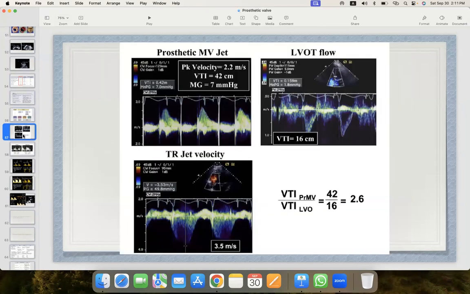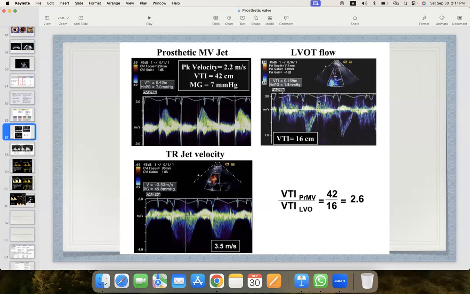As I told you, it's very important to know that when you calculate the dimensionless index, or this ratio, you must use the VTI of the continuous wave. You see here, this is a continuous wave across the mitral valve. From this continuous wave, when you trace it, you get the VTI, and then you divide it by the LVOT VTI to get the ratio.